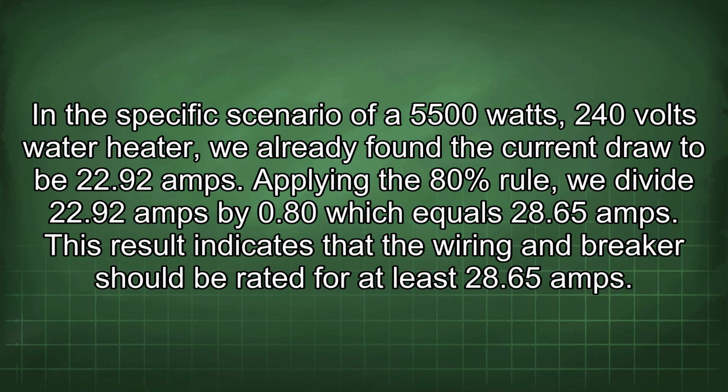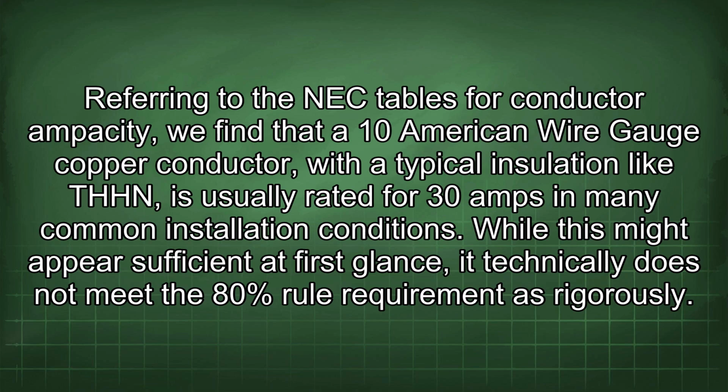Applying the 80% rule, we divide 22.92 amps by 0.80, which equals 28.65 amps. This result indicates that the wiring and breaker should be rated for at least 28.65 amps. Referring to the NEC tables for conductor ampacity, we find that a 10 American wire gauge copper conductor with a typical installation like THHN is usually rated for 30 amps in many common installation conditions. While this might appear sufficient at first glance, it technically does not meet the 80% rule requirement as rigorously.